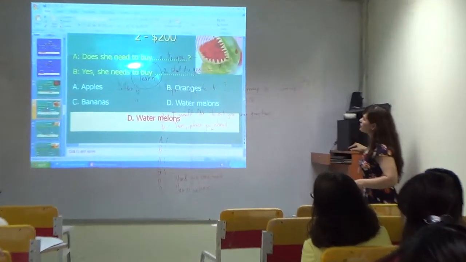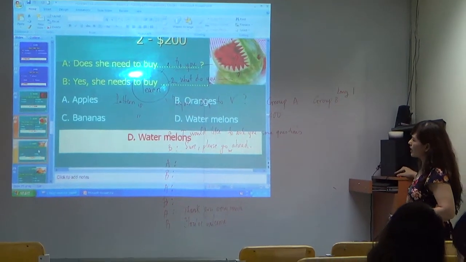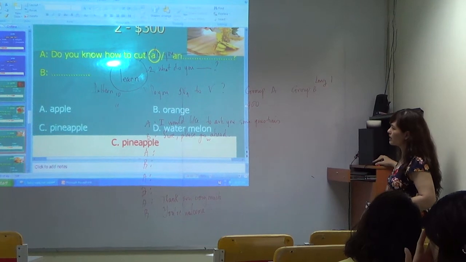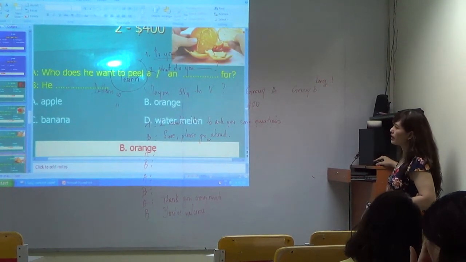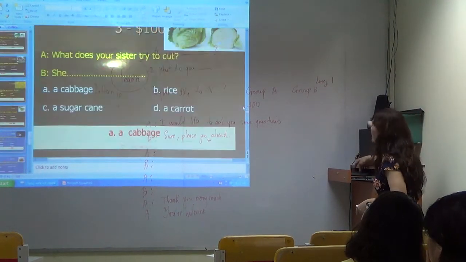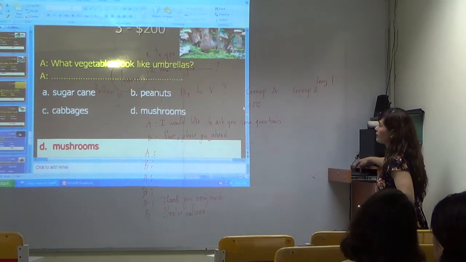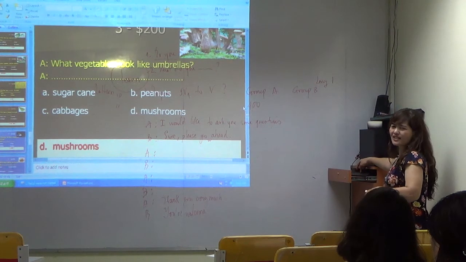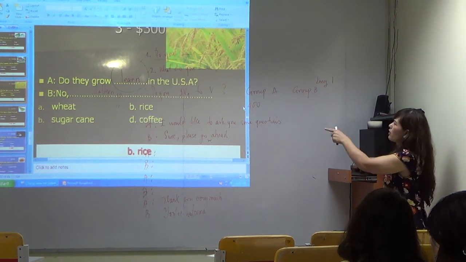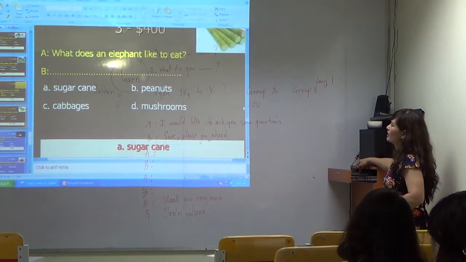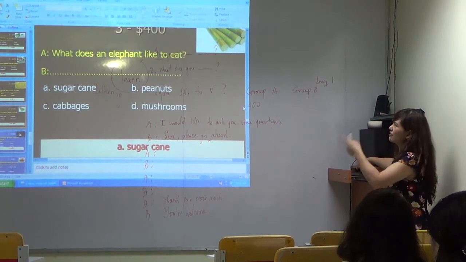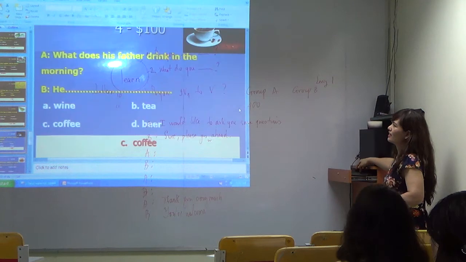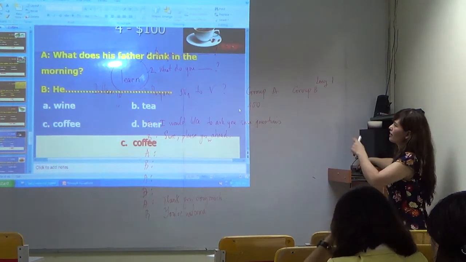And this is the verb, like, it's not really "go." Cut an apple, you see? And here, peel an orange. Cut cabbages. What vegetables look like umbrellas? Something like that. Grow something. Eat. Elephants like to eat, right? I have to think of the sugar cane. Yeah, father, drink.